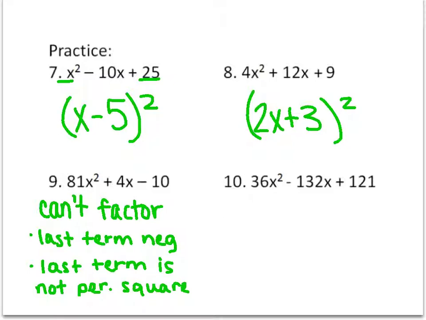And then number 10, check your first and your last term to make sure that they're perfect squares. Check your middle term to see if it is 2 times the square root of AC. Anybody have an answer for number 10? Yes. Who said yes? John. Go ahead. 6x plus 11. Look at your middle term for the next sign. Minus. Yeah, 6x minus 11 quantity squared.